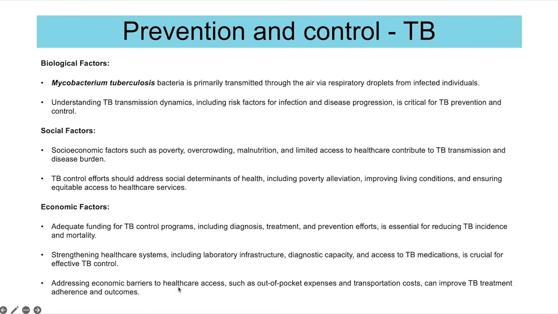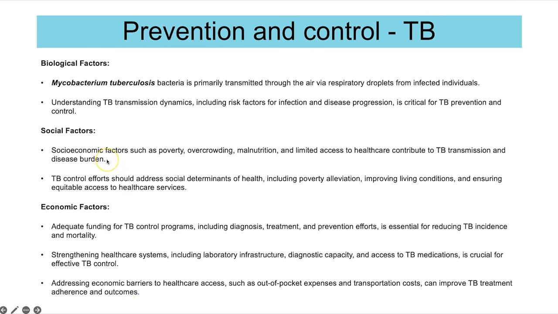So a bit more on the prevention and control. So biological factors then, the Mycobacterium tuberculosis bacteria is primarily transmitted, as we said, through air droplets. And understanding that TB transmission can help then to reduce the risk factors and infection, because you can do simple things such as coughing into your hands, washing your hands. You could also quarantine people who are infected.